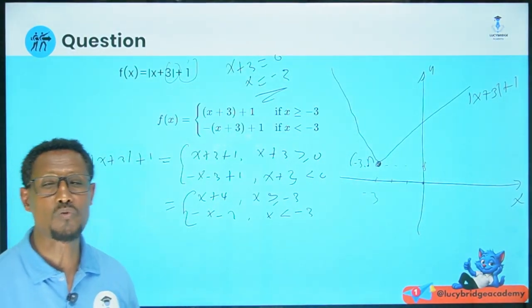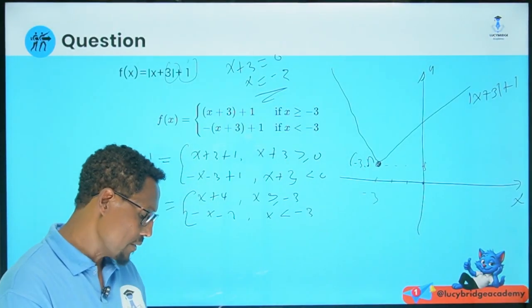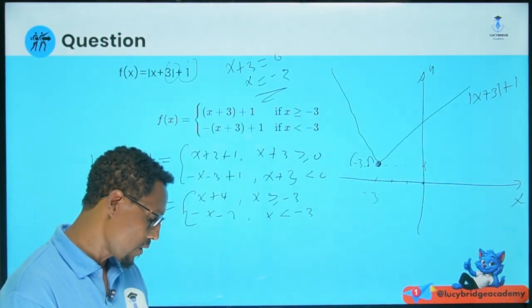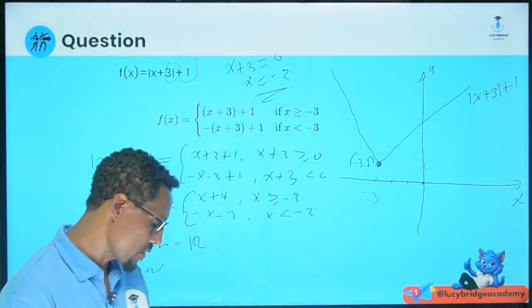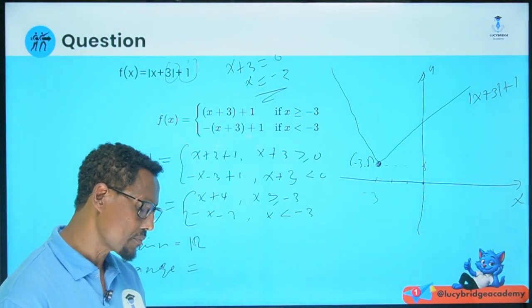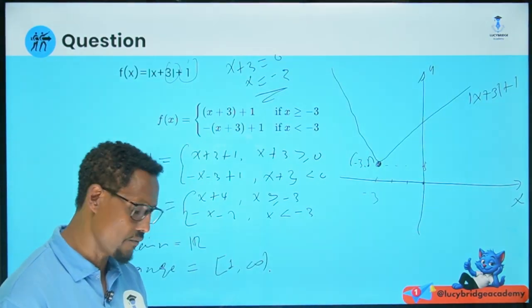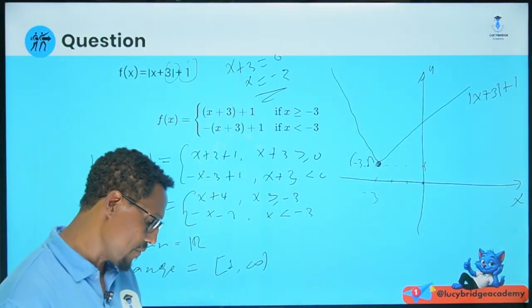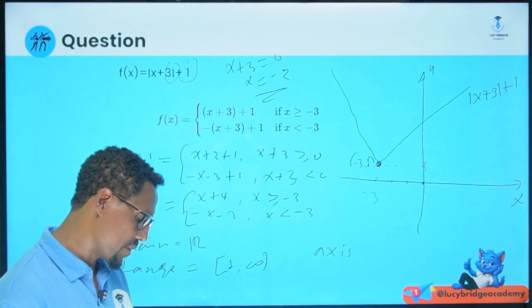The domain of every absolute value function is the set of all real numbers, but the range depends. Okay, domain: the set of all real numbers, but range: greater than or equal to 1, to positive infinity. That is the range. Line of symmetry, axis of symmetry.